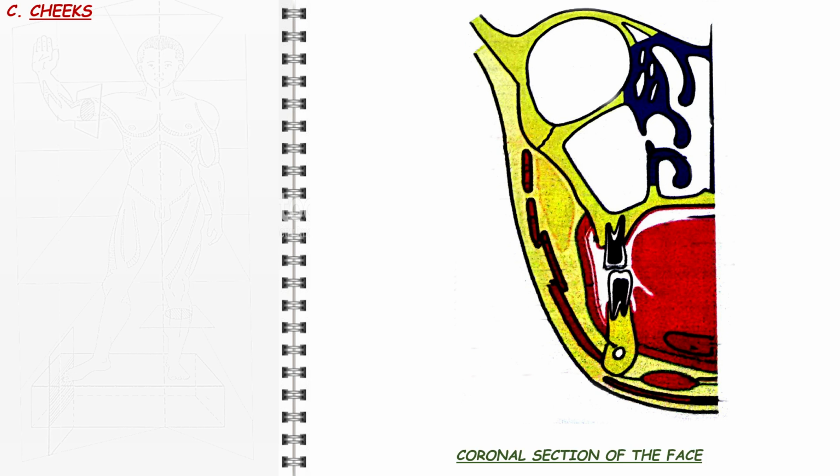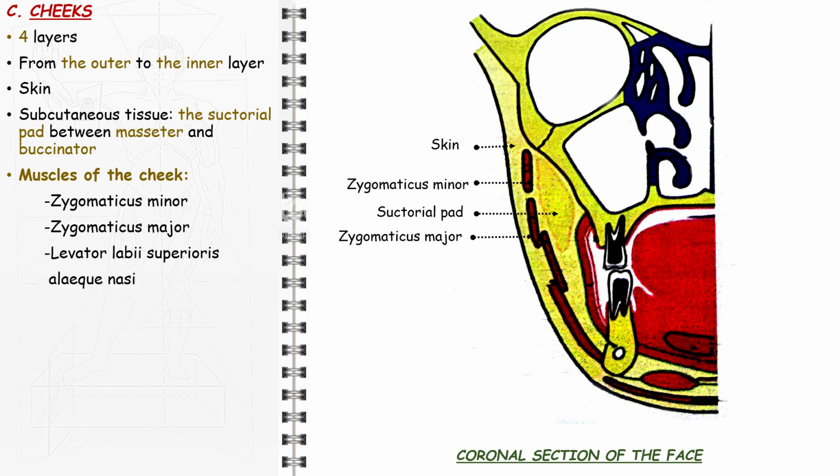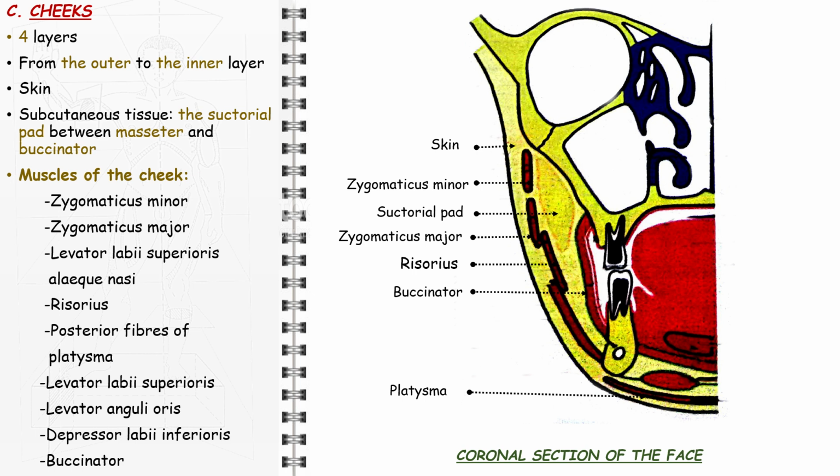The cheeks are made of 4 layers. From the outer to inner layer: the skin, the subcutaneous tissue, the muscles of the cheek and the oral mucous membrane. The subcutaneous tissue consists of the buccal fat pad between masseter and buccinator, crossed by the parotid duct and the facial vessels and nerves. The muscles of the cheek are, namely, from surface to depth, zygomaticus minor, zygomaticus major, levator labii superioris alaeque nasi, risorius, posterior fibers of platysma, levator labii superioris, levator anguli oris, depressor labii inferioris and buccinator, covered by the buccopharyngeal fascia.